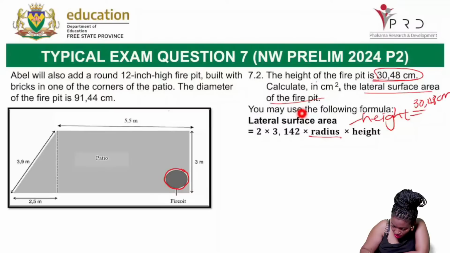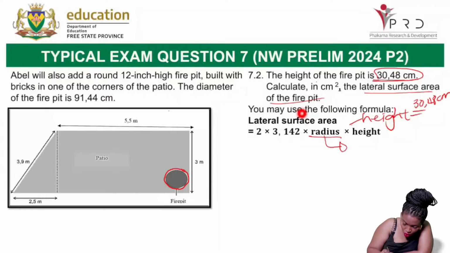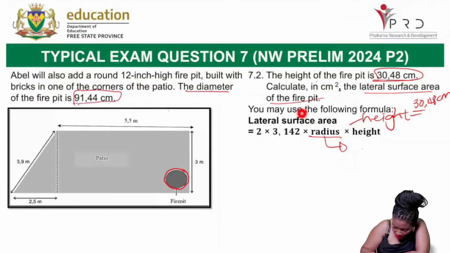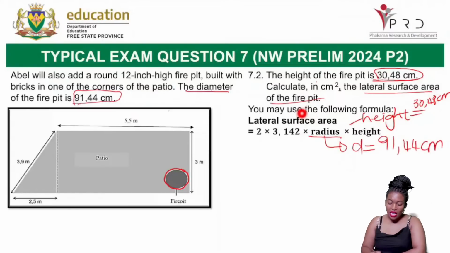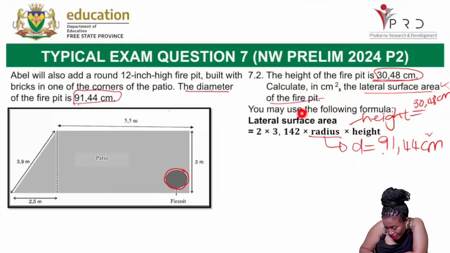30.48 centimeters. And then the radius, do we have the radius? We only know that there is a diameter. Diameter is equal to 91.44 centimeters. Let's do our checklist. Are the units the same? Yes. Do we have the radius? No, we've got the diameter. But if we have the diameter, we are just going to divide by 2 to find the radius.